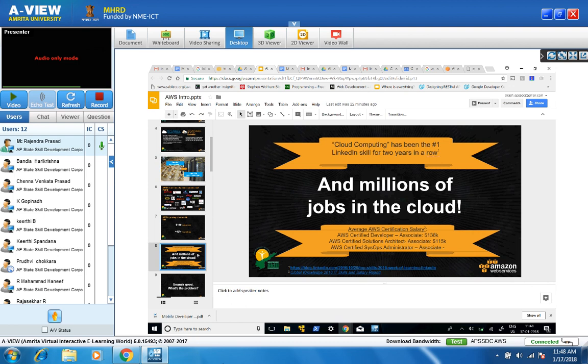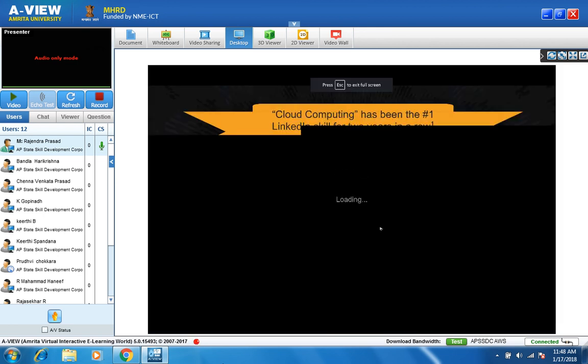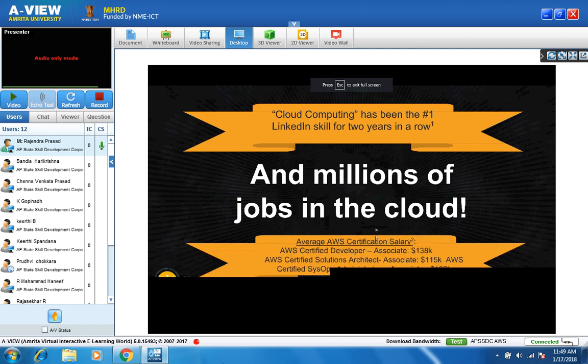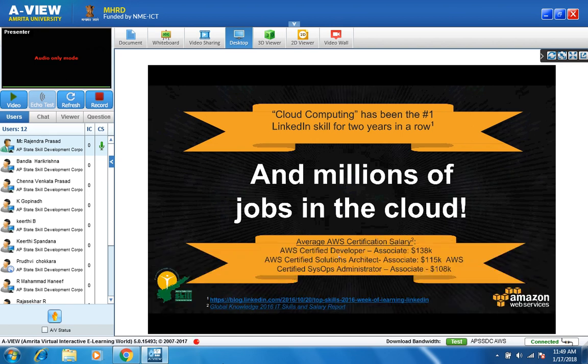The main motive behind this platform is that it has millions of jobs. The entire cloud scenario itself has millions of jobs in it. And cloud computing, as you can see, is the number one LinkedIn skill. There are three different pathways, three different career ways that you can think of when it comes to AWS. One is a developer pathway, one is a solutions architect pathway, one is a system operations administrator pathway.